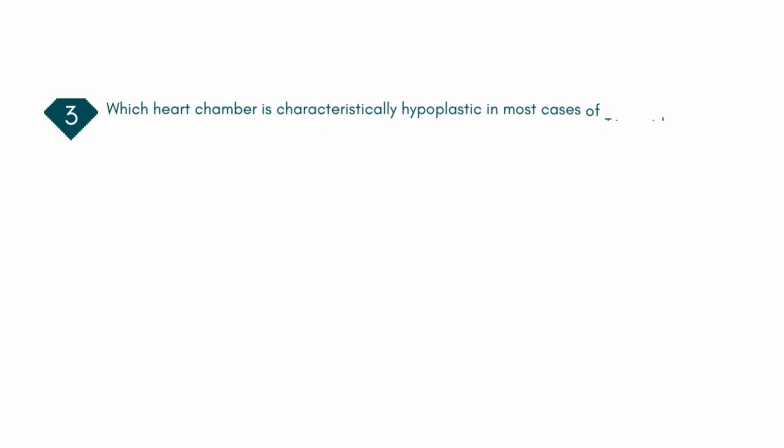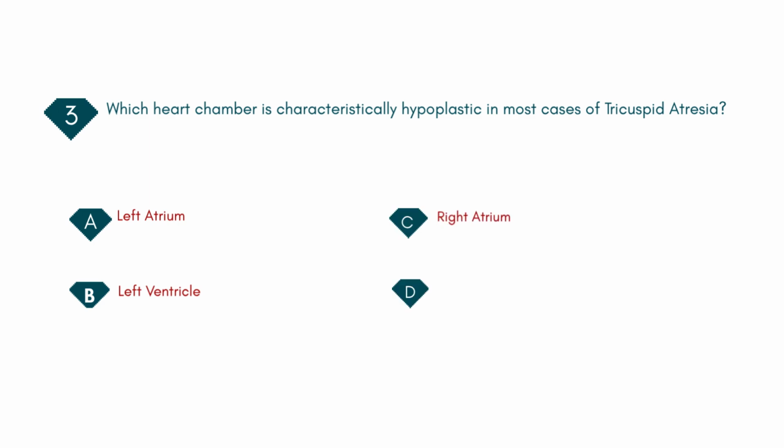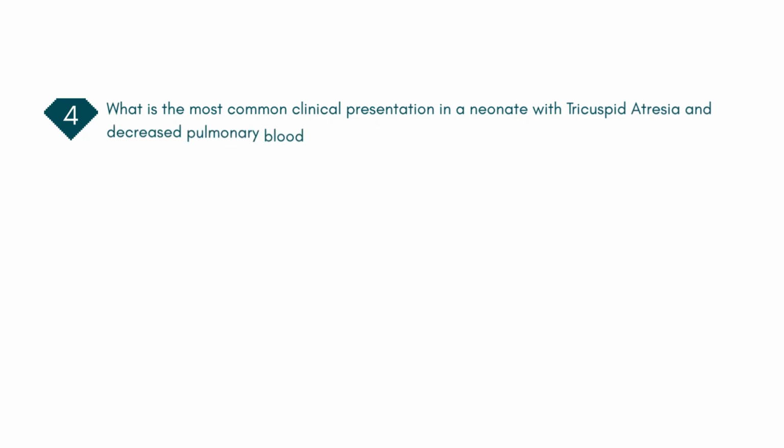Which heart chamber is characteristically hypoplastic in most cases of tricuspid atresia? A. Left atrium. B. Left ventricle. C. Right atrium. D. Right ventricle. Answer D. Right ventricle.